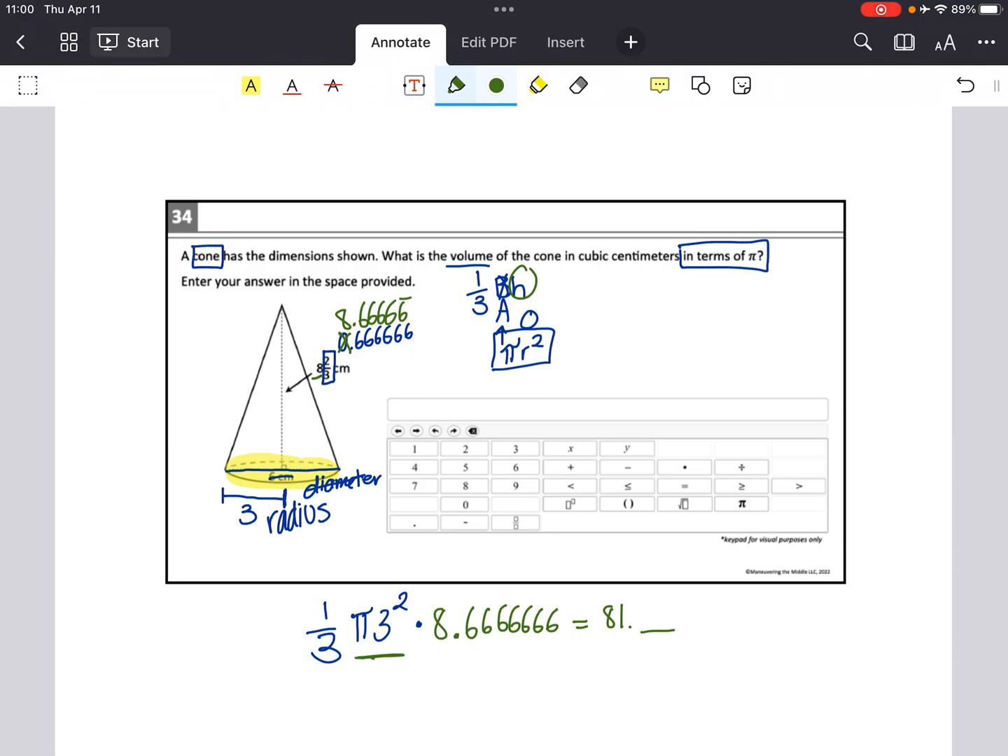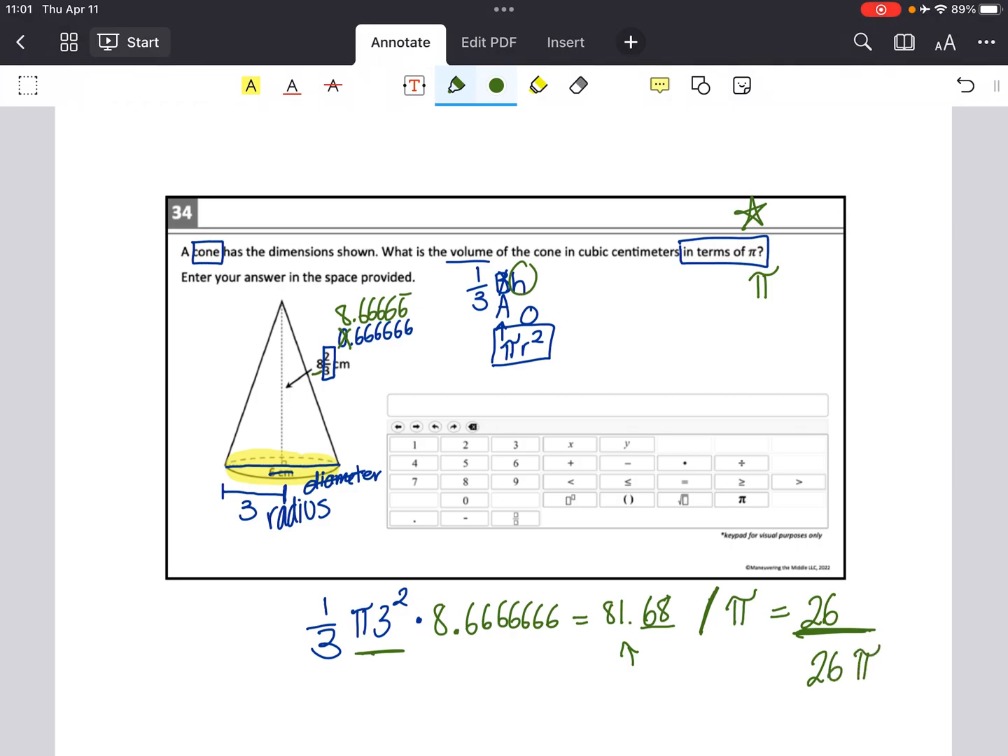Now, here's where this "in terms of pi" comes in. Because it says in terms of pi, that means that your answer needs to include a pi symbol. So currently our answer does not include a pi symbol. So in order to fix that, what we are going to do is we are going to divide our answer by pi. So we're going to divide this by pi. And that would give us an answer of 26. So 26 is not our answer because that's not the volume, but 26 pi is our answer.